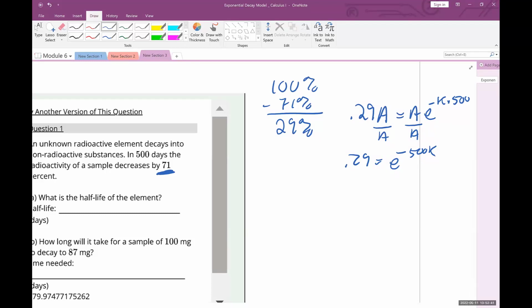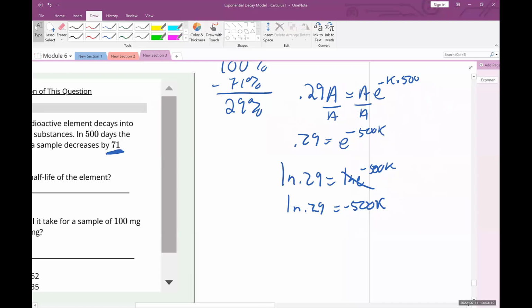Now, what do we do? Natural log of 0.29 equals the natural log of e to the negative 500k. So the natural log of 0.29 equals negative 500k. So how do I get the k? Divide by the negative 500, good. So k would be the natural log of 0.29 over negative 500.